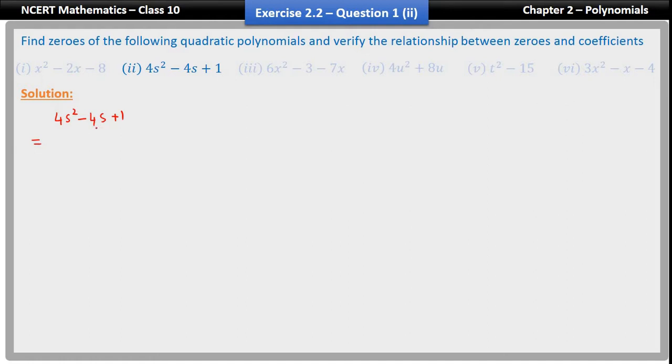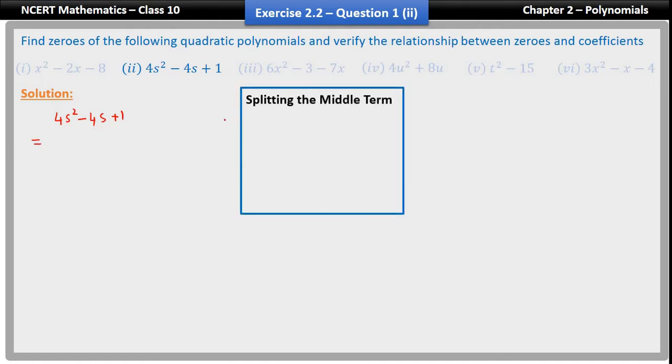We first split the middle term. Let's see how to split the middle term. First find the product. The product is nothing but the coefficient of s square term and the constant term multiplied. The coefficient of s square term is 4 and the constant term is 1, so it's 4 into 1, that is equal to 4. And next, the sum is nothing but the coefficient of s term, which is minus 4. So we got the sum and the product.